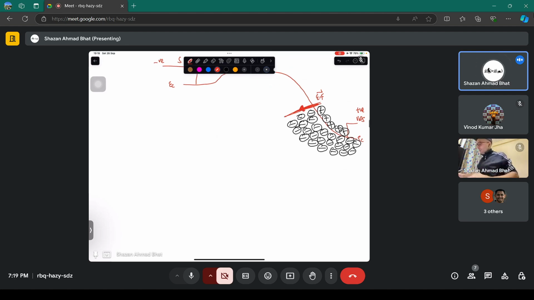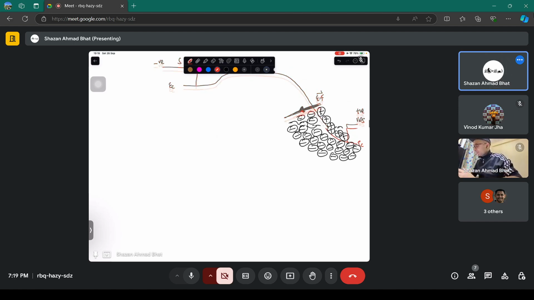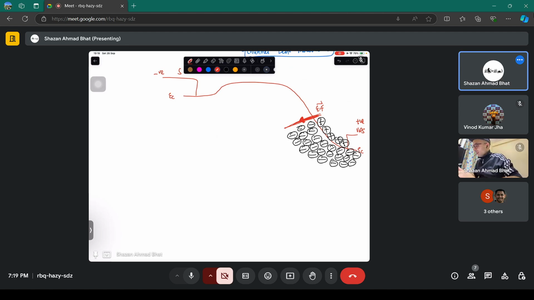So what that built-in field creates is that any electron which is present here will be drawn into that particular field, because the force on the electron is opposite to that of the electric field. So if the field is in this direction, the force on the electron is in this direction. That is also shown by the bending. So the electron will rush in this direction. That is point number one.